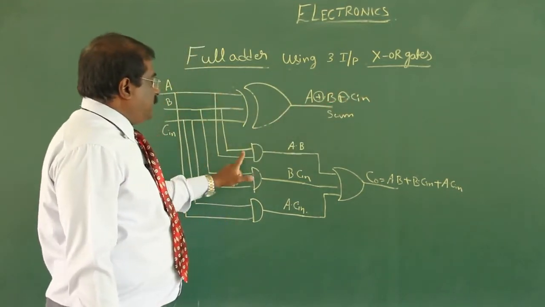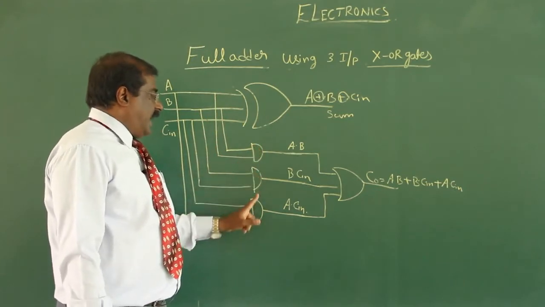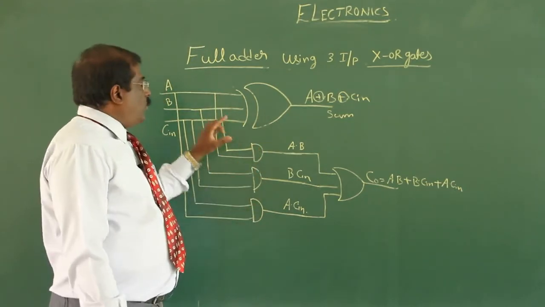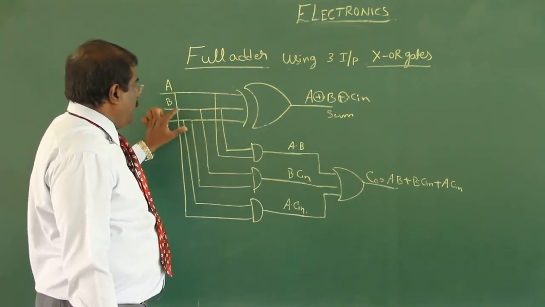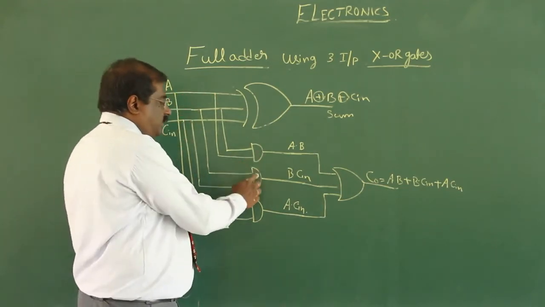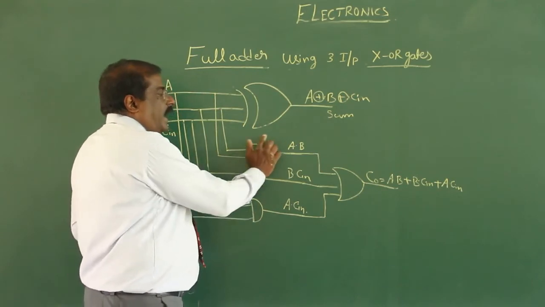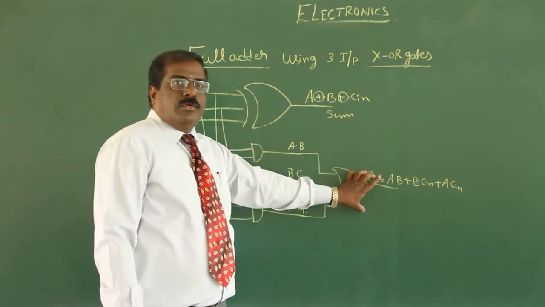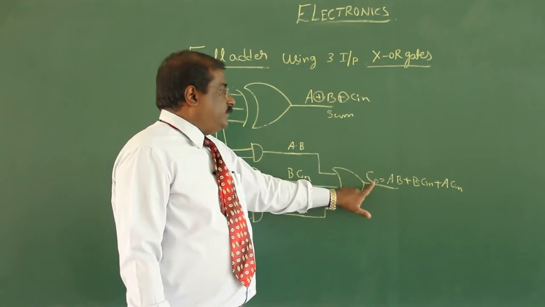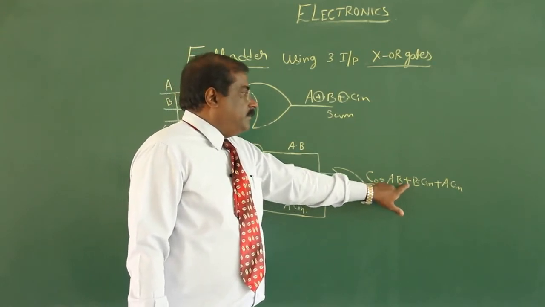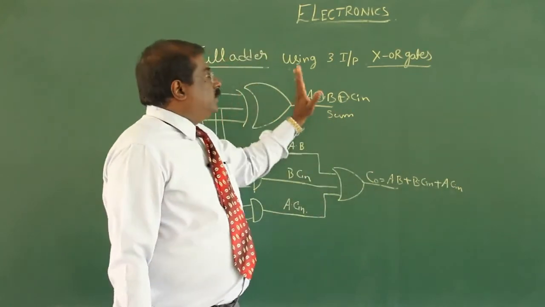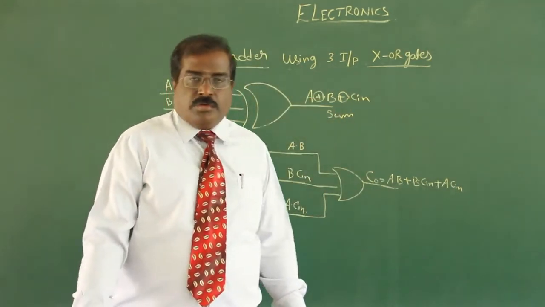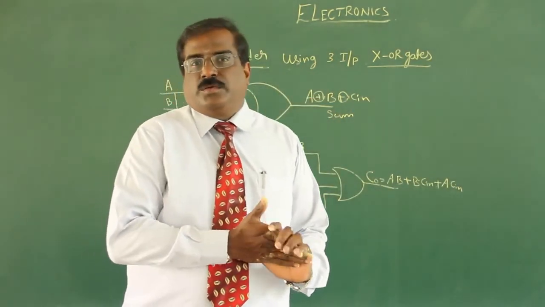Now the carry bit can be written with respect to 3 AND functions. You take one from A, B, another from B, C in, another from A, C in. All the 3 AND gates are written here and you combine them into one OR gate. At that time C out equals A dot B plus B dot C in plus A dot C in. This is what we declare as the 3 input XOR gate full adder for 2 marks questions.